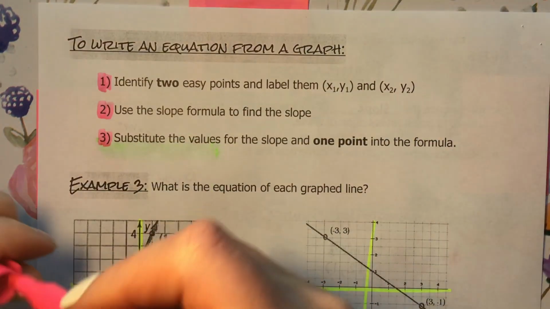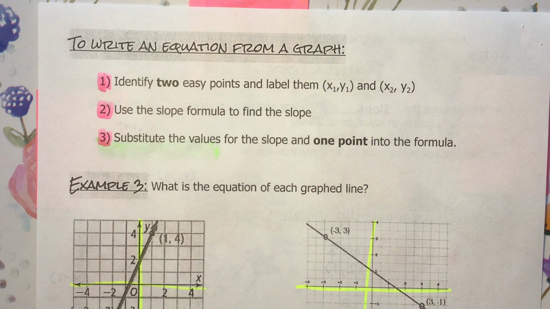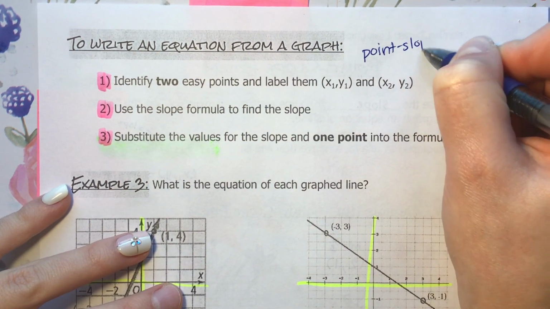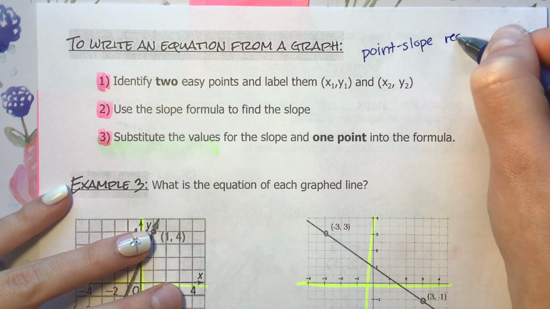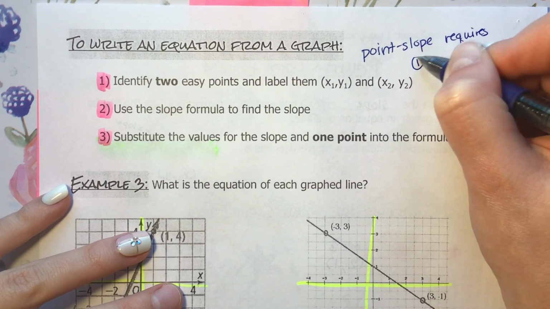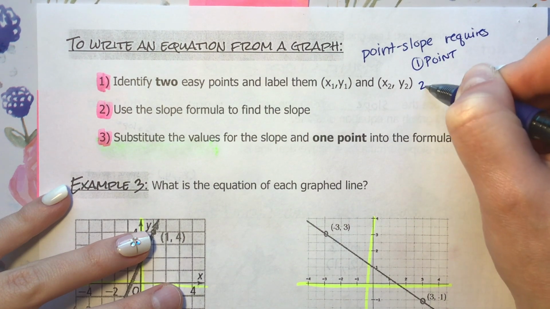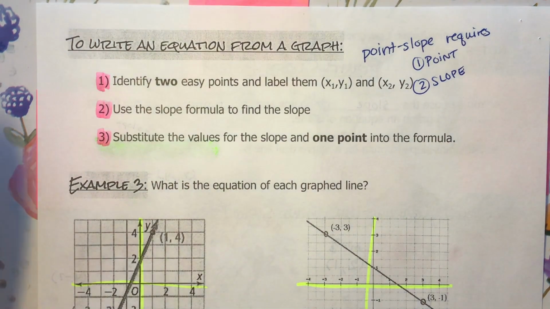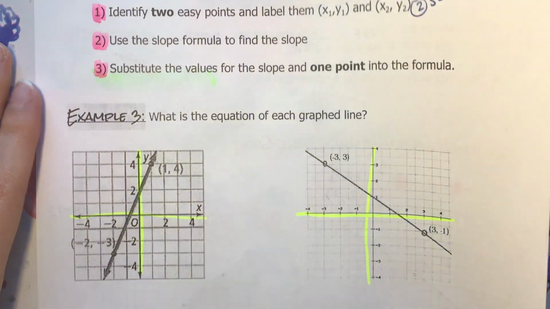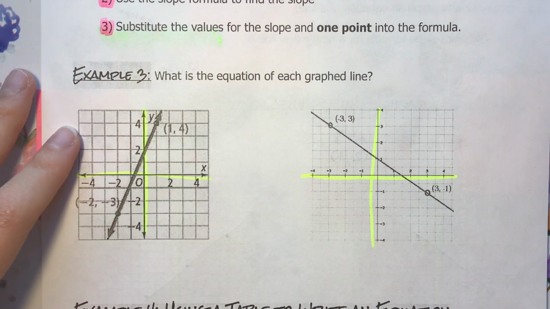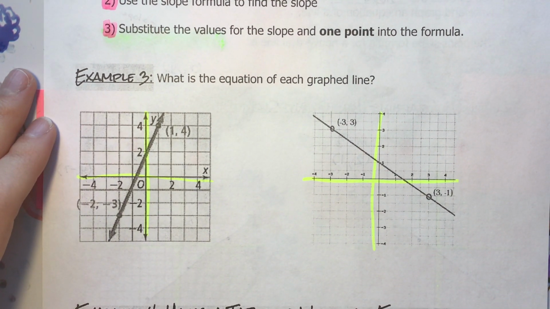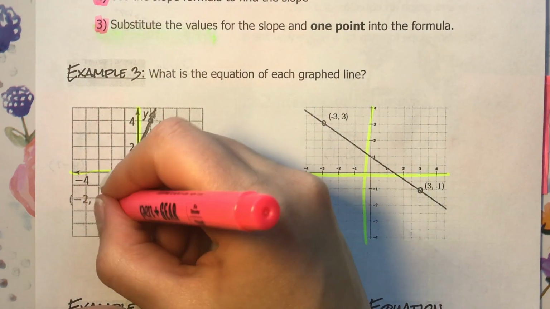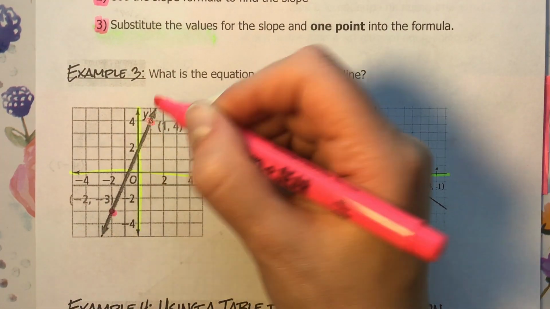So remember, this is not named arbitrarily. Point slope form, which is what we're using, requires 1 point and the slope. That's all I need to write this equation. So let's do this for this first image in example 3. It says, what is the equation of each graphed line? All right, let me kind of highlight where these coordinates are a little better for you. Here we go.